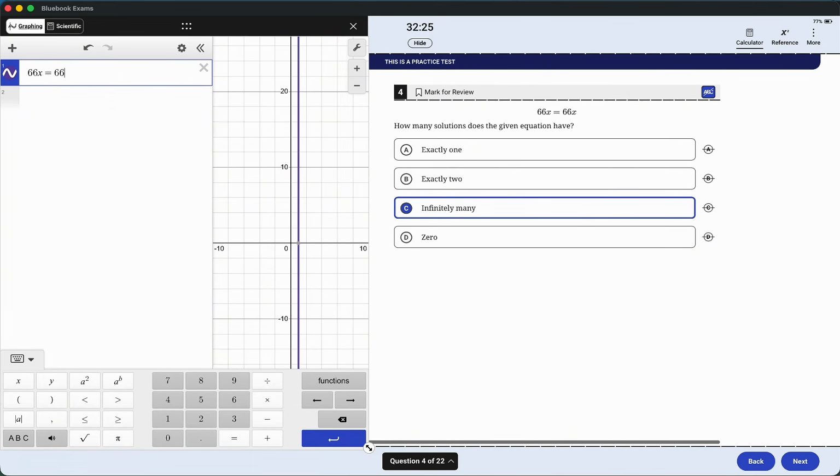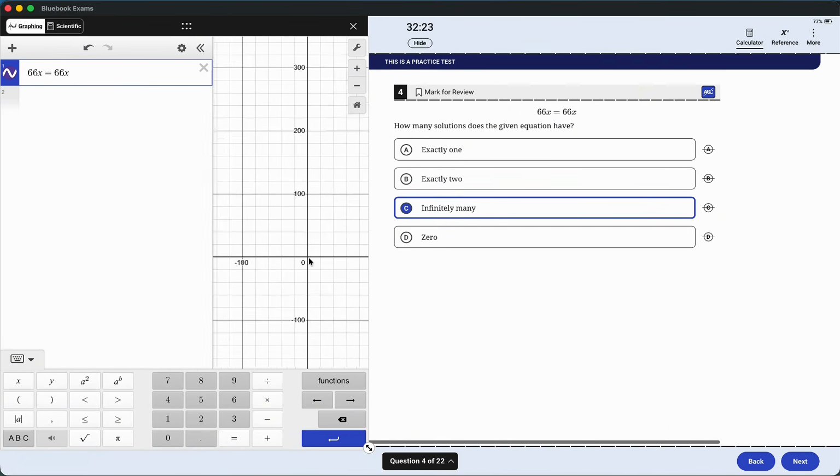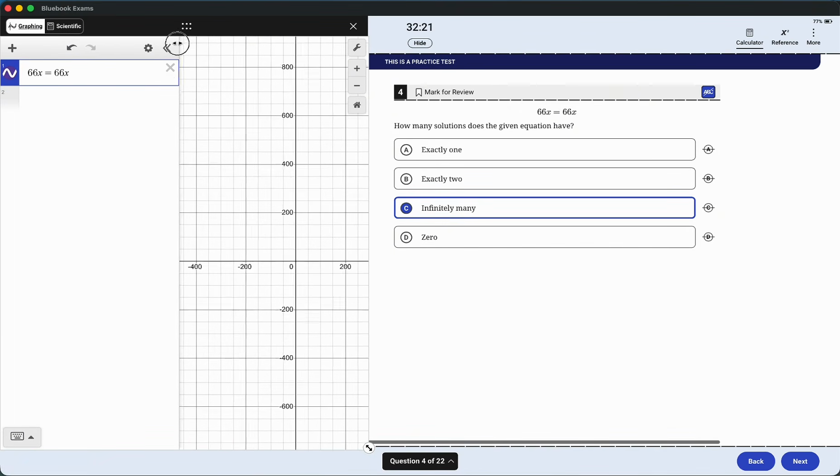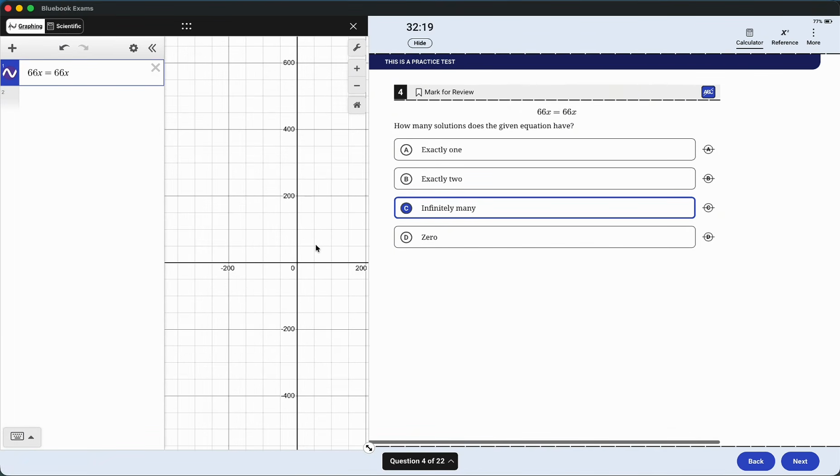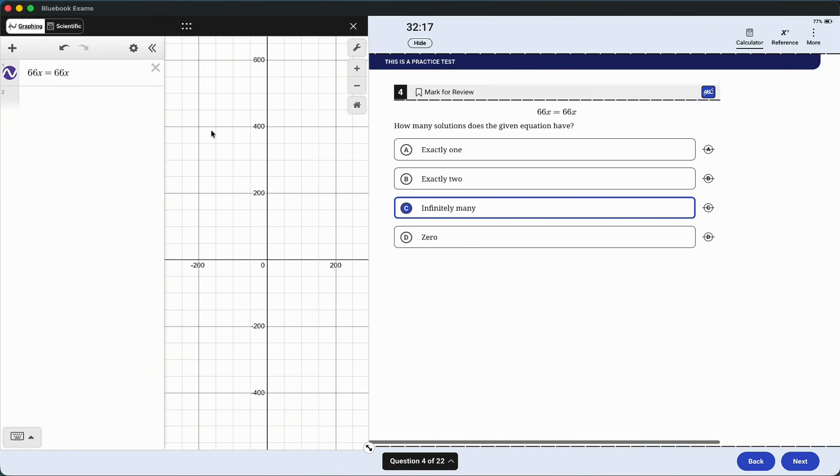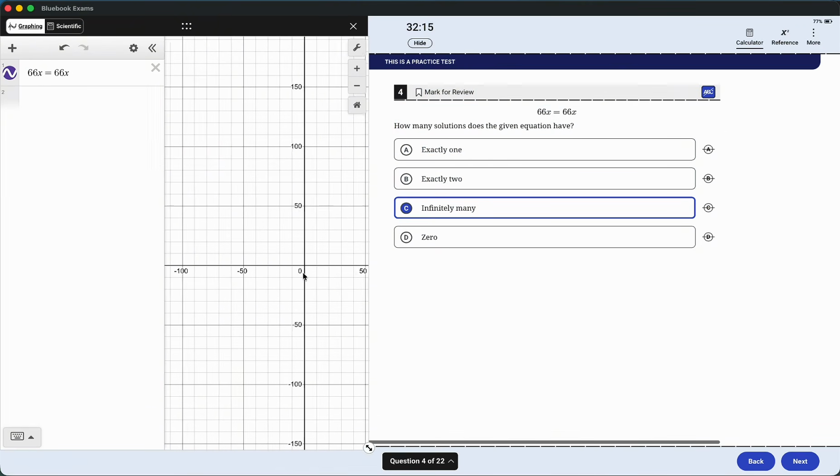If I type in 66x equals 66x, you're not going to see anything, right? And that's going to throw people off. They're going to assume 0. It's just a weird Desmos thing. When there's infinitely many solutions, it doesn't show you anything either.